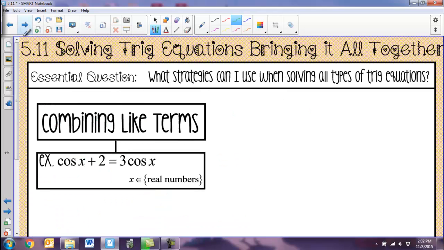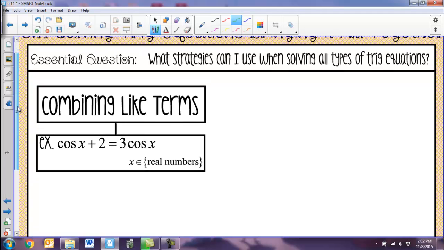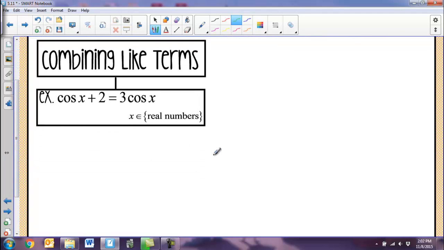The next one is combining like terms. This is when you have the same trig function, but they're hanging out on two sides of the equation. So what you need to do here is combine like terms and move over one of these cosines so they're both on the same side. I'm going to move the smaller one, so I'm going to subtract a cosine x from both sides.